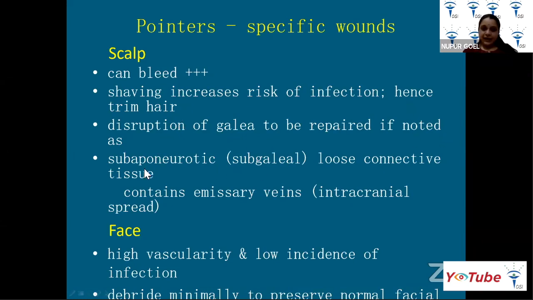The subaponeurotic galeal tissue contains emissary veins, which can lead to intracranial spread. The face has high vascularity and a low incidence of infection, and you should debride minimally to preserve the normal facial landmarks.